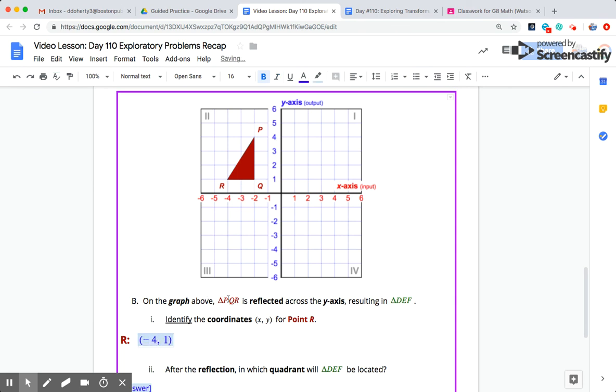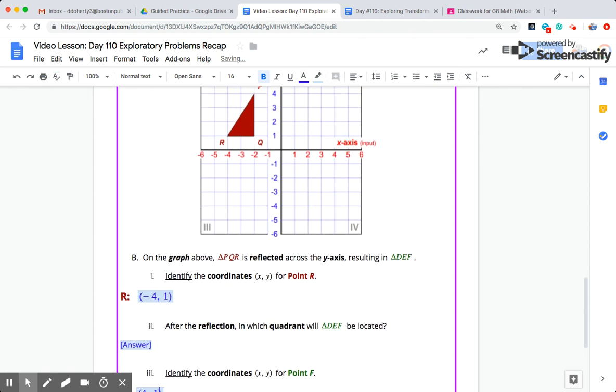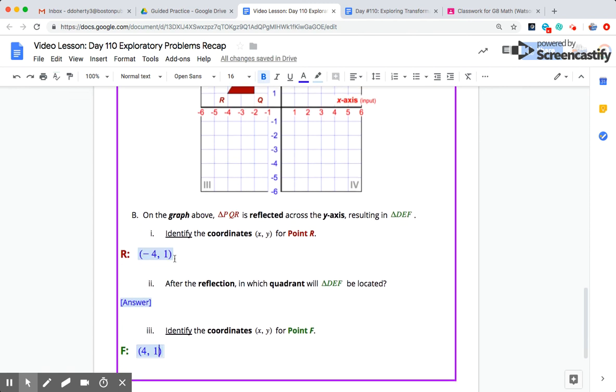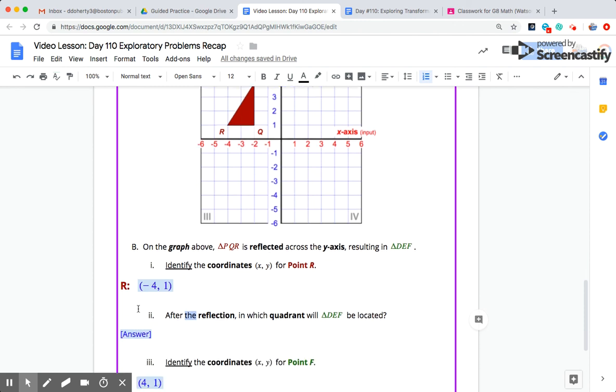We know that PQR is going to get reflected across the Y-axis, flipped over there. So the X value is going to change from -4 to the opposite side of +4. But the Y value is not going to change. It's going to stay at +1. So if R is going to become point F, this goes from (-4, 1) to (4, 1). You should know after the reflection, if our reflection line is the Y-axis, PQR is going to flip over into quadrant 1. That was all rushed.